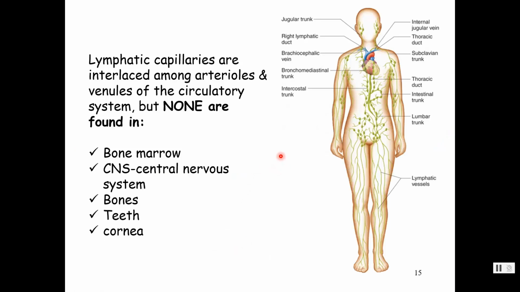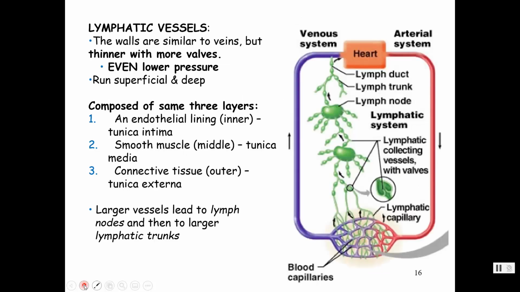Lymphatic capillaries are going to be interlaced among the arterioles and venules of the circulatory system. There are some places where they will not be found. You do not have any lymphatic capillaries in bone marrow. We know that there's the blood-brain barrier. You don't have any in the central nervous system, bone tissue, you won't have any in teeth, cornea, that sort of thing. But everywhere else, there's going to be lymphatic capillaries associated with the cardiovascular system.